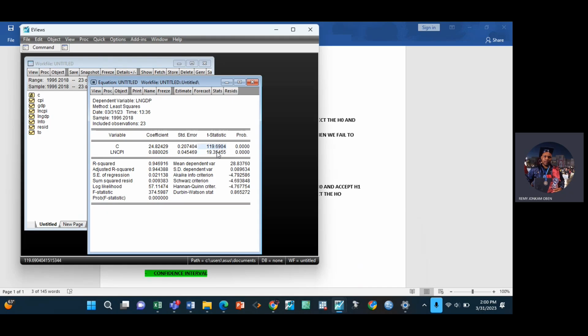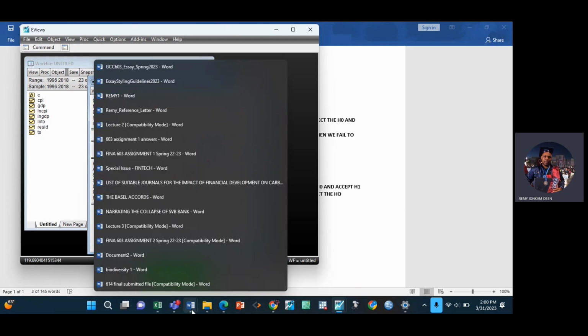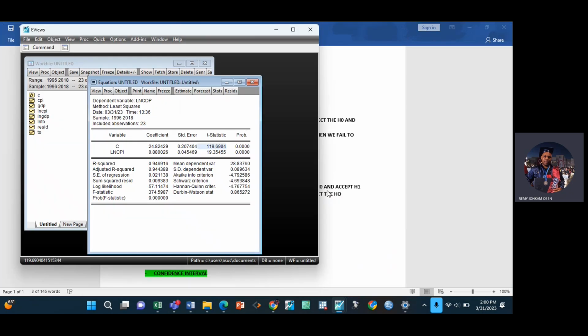Okay. So if you see here, the t-statistics are all positive and well bigger than 2. So, of course, since they are bigger than the critical value, we can reject the null and accept the alternative. Therefore, we can interpret the coefficients. Now, that's how we do the t-test. How do we interpret coefficients?